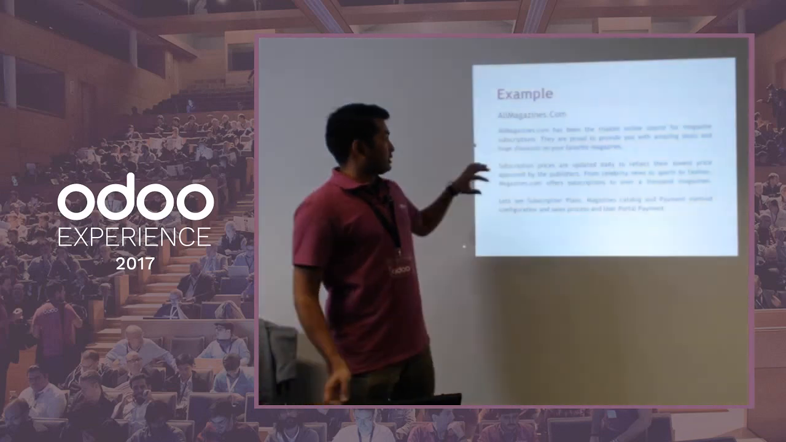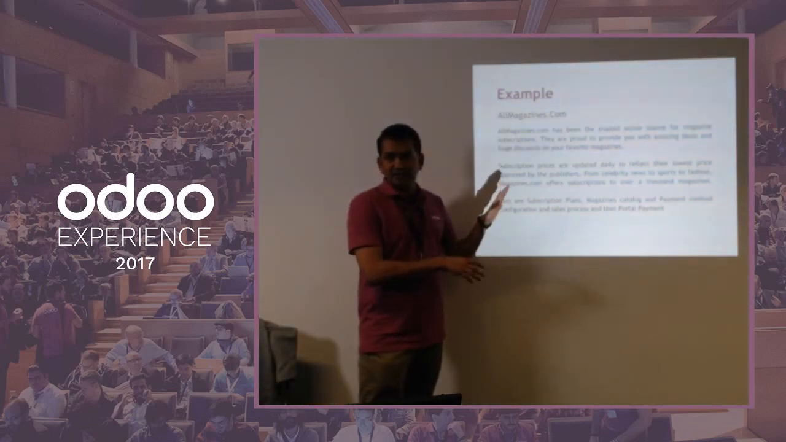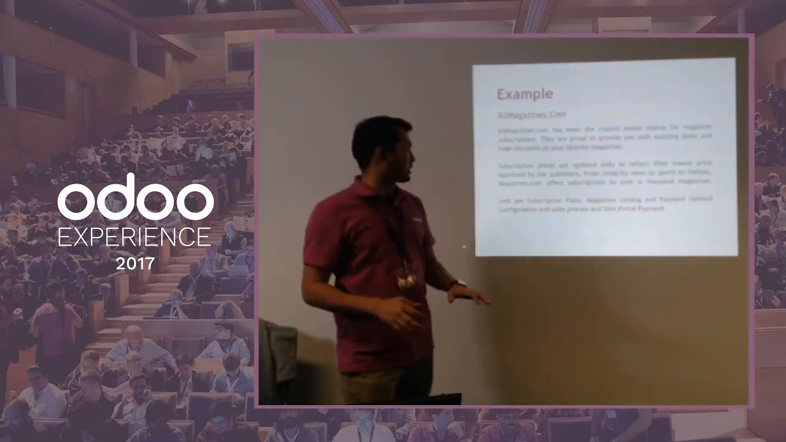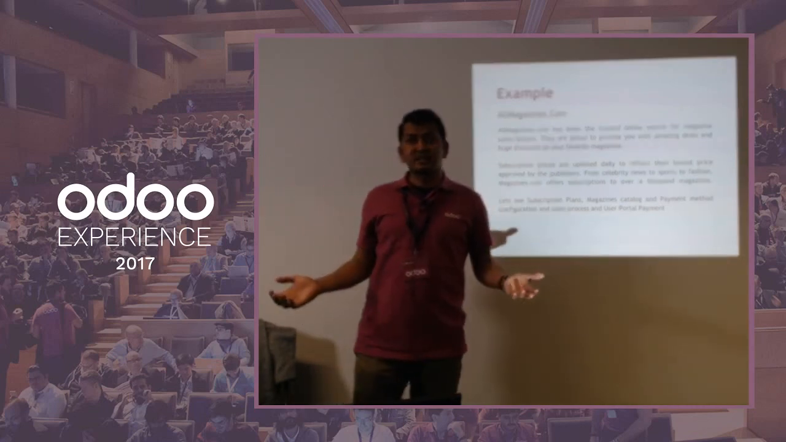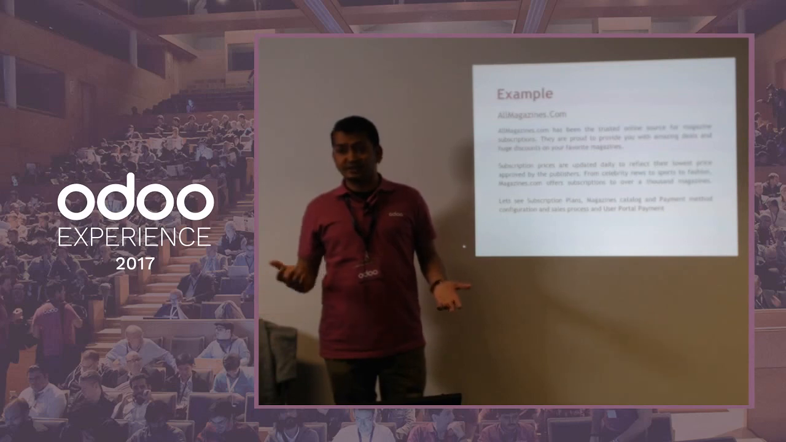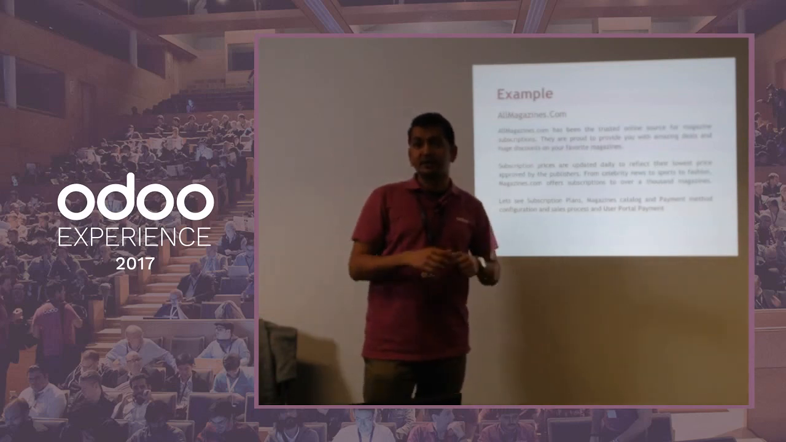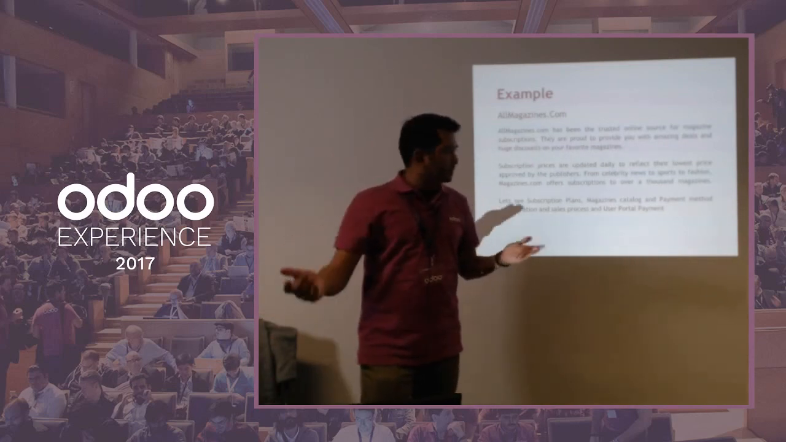Right. That's an example. It's a bit long explanation. I'm not going into detail. We don't have much time. So this is allmagazines.com. They sell magazine subscriptions. Simple. They don't do anything fancy. You can go there, you can buy a subscription, you can buy a magazine, and you can generate invoices on that.